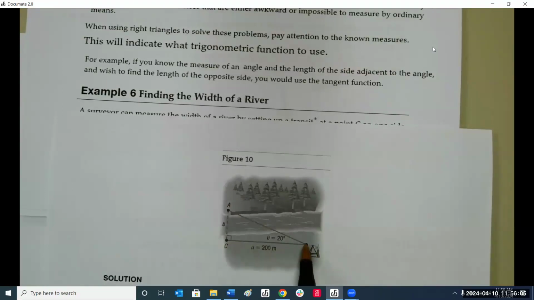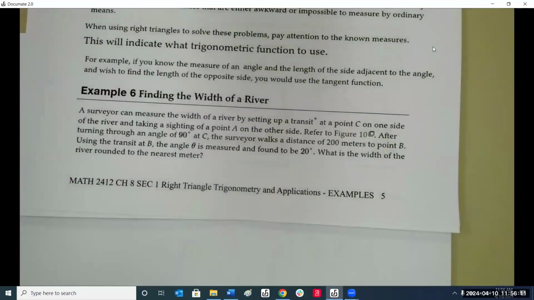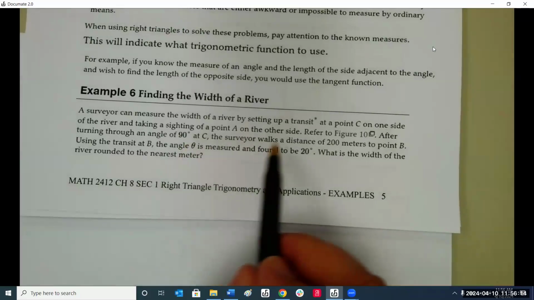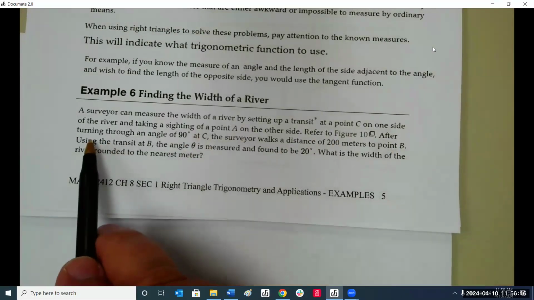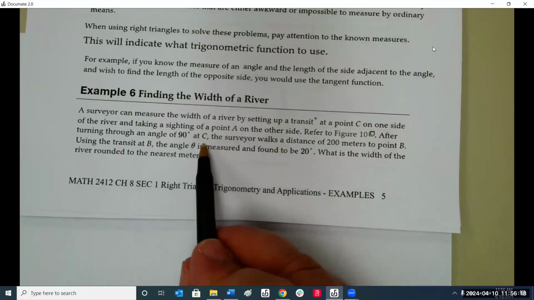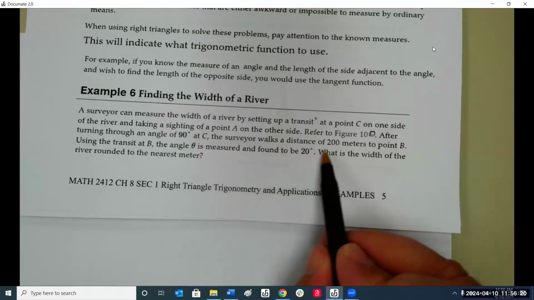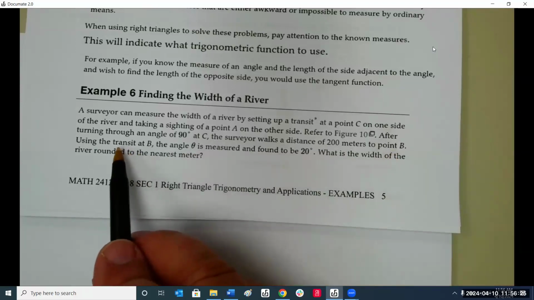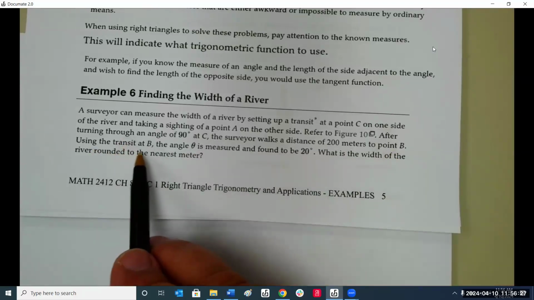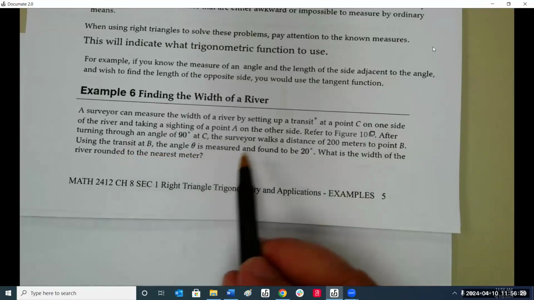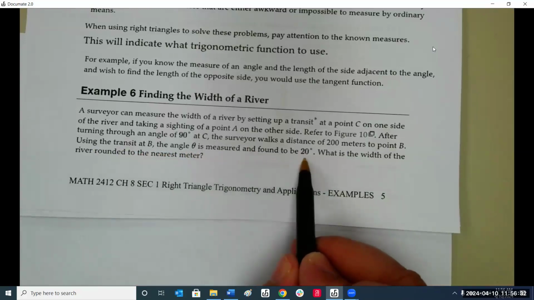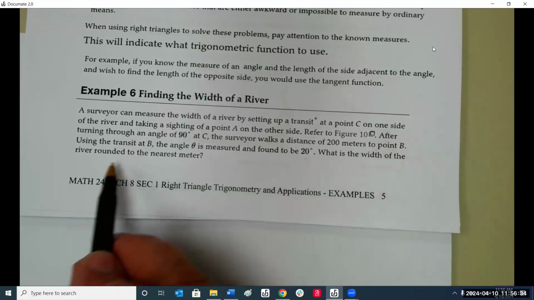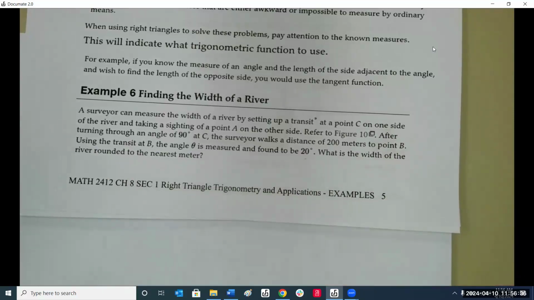So once he figures out this, he can calculate with the degree angle. After turning through an angle of 90 degrees at point C, the surveyor walks a distance of 200 meters to point B. Using the transit at B, the angle theta is measured and found to be 20 degrees. What is the width of the river rounded to the nearest meter?